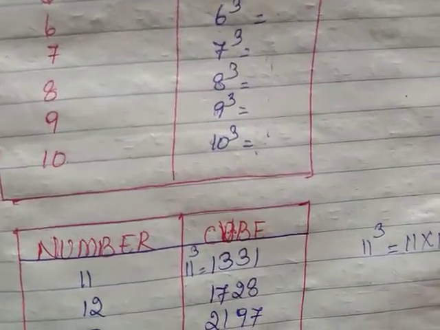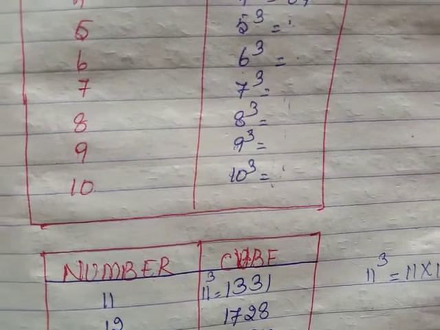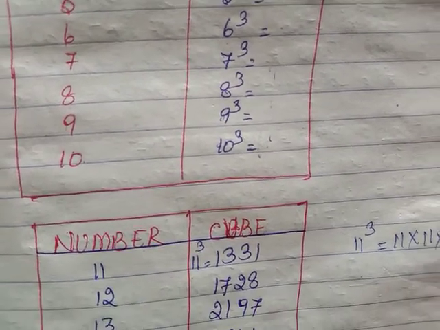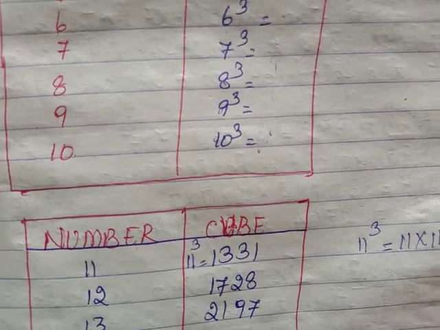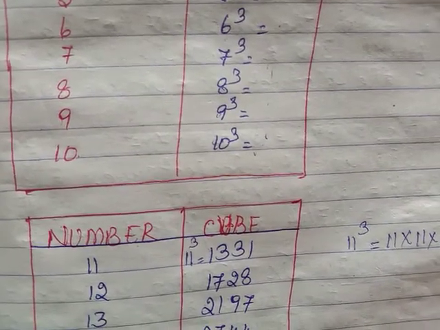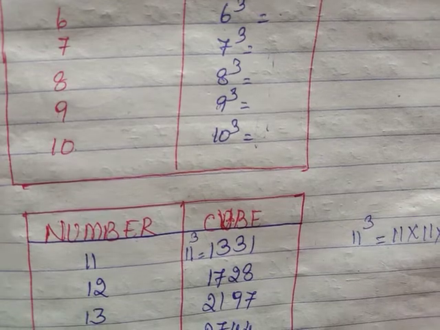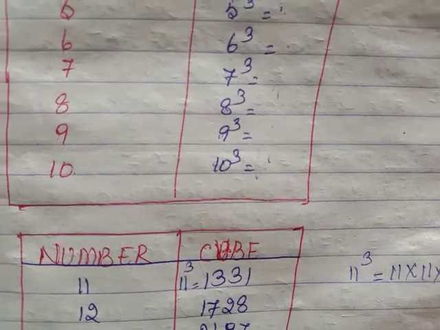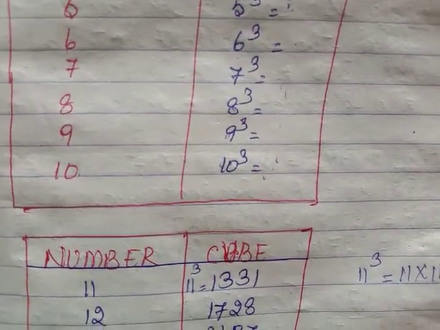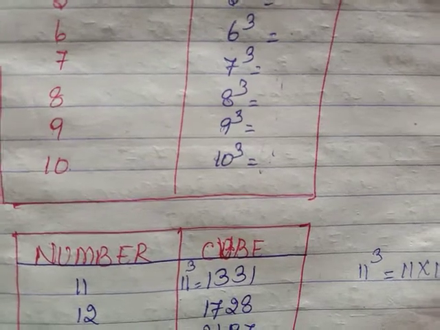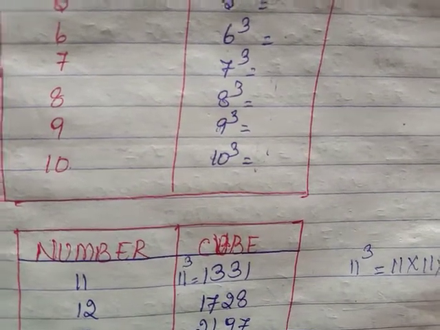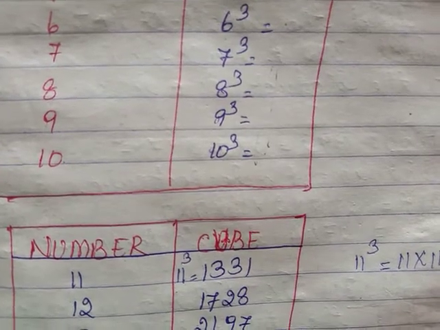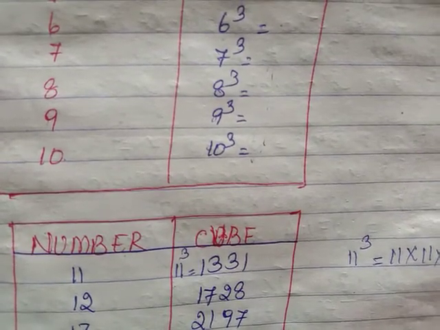You all know what are even numbers and odd numbers. Odd numbers are like 1, 3, 5, 7, 9, 11, 13. All these numbers are what? Odd numbers. And then even numbers. What are even numbers? 2, 4, 6, 8, 10, 12, etc.